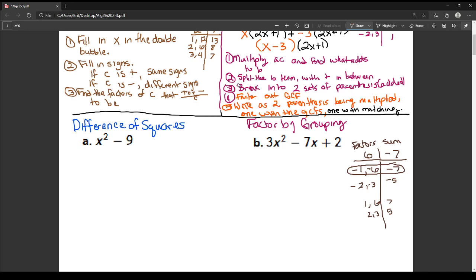Alright, so the second step is to split the b term with a plus in between. So I'm breaking minus 7x into minus 1x plus minus 6x. And remember, your a term and your c term, they stay as they are. Alright, so step number 3 says to break it into 2 sets of parentheses that are being added. So here's where I'm doing step number 3.